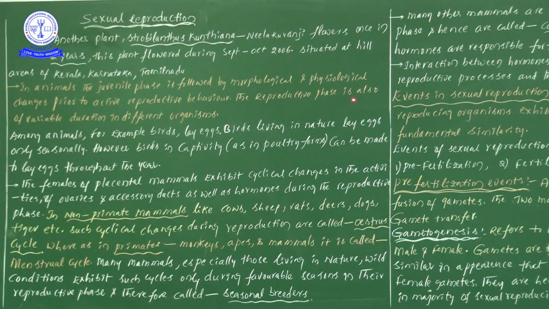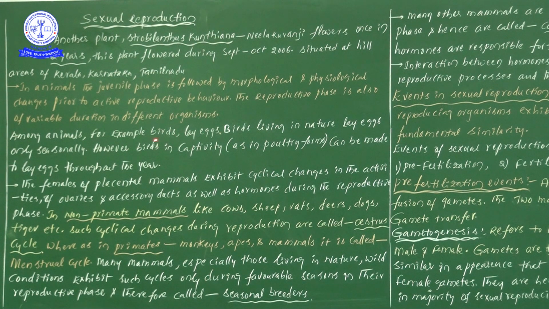Next one, the reproductive phase is also variable in duration in different organisms. Why is it variable? Depending on the hormonal changes or depending on the environmental fluctuations, whatever may be there, the reproductive phase is variable in different organisms. That means the reproductive duration differs from one organism to another. Simple.